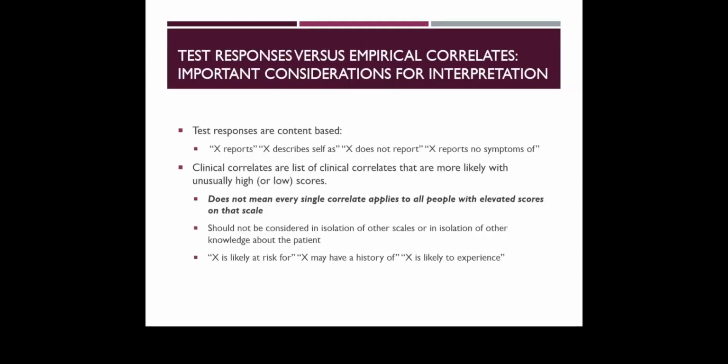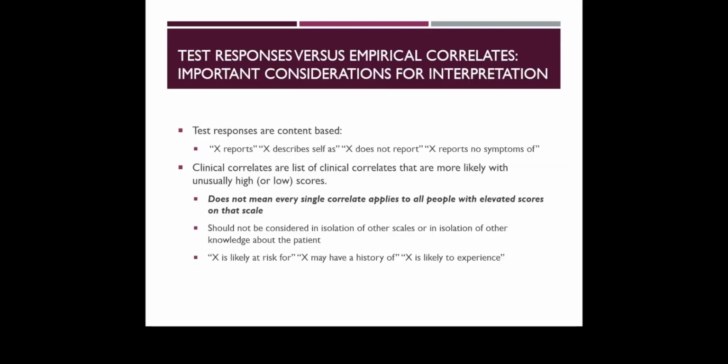Again, the test responses versus empirical correlates. I'll come back and make this point even more salient with regard to how you write it up. Those test responses are content-based. They're based on the item content. The person's endorsing them, therefore they're endorsing this kind of content. And so the manual suggests that you write about that as: X reports this, or X describes themselves as, or X does not report this, or X reports no symptoms of. I'm going to emphasize those last two points because what many people forget is you can also comment when there's something that is not being endorsed on this scale.